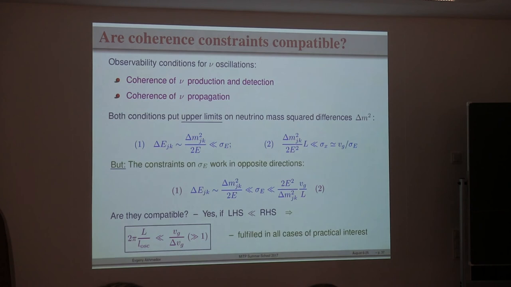And if we rewrite it in a convenient form, we can write it as the condition that the oscillation phase is much smaller than the neutrino average velocity divided by the velocity difference. So this is actually a huge number for relativistic neutrinos. And therefore, we have a condition that the oscillation length is limited by some very big number, but cannot be even bigger than this number. Because if it is, then the coherence conditions are not satisfied. In all situations of practical interest, these conditions are satisfied because of the very small mass squared difference of neutrinos.